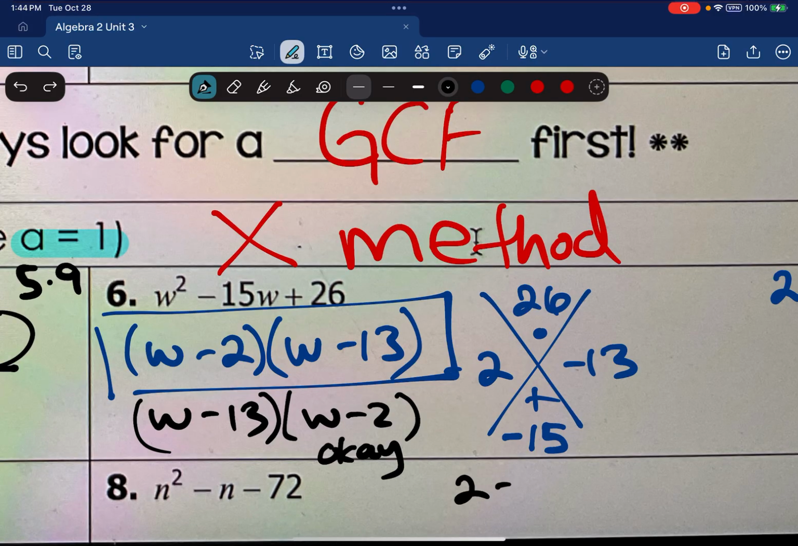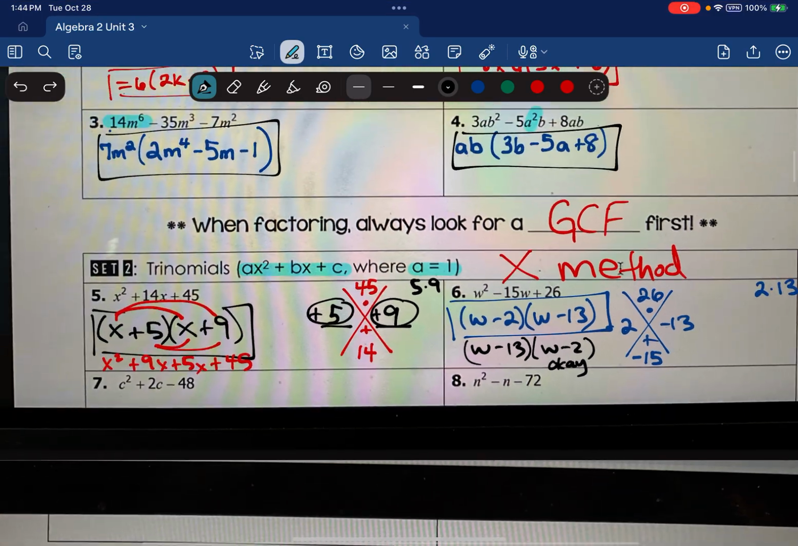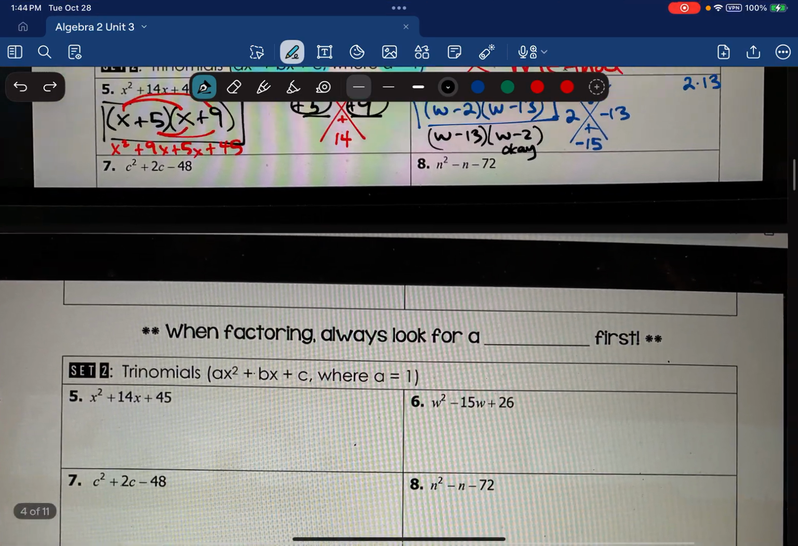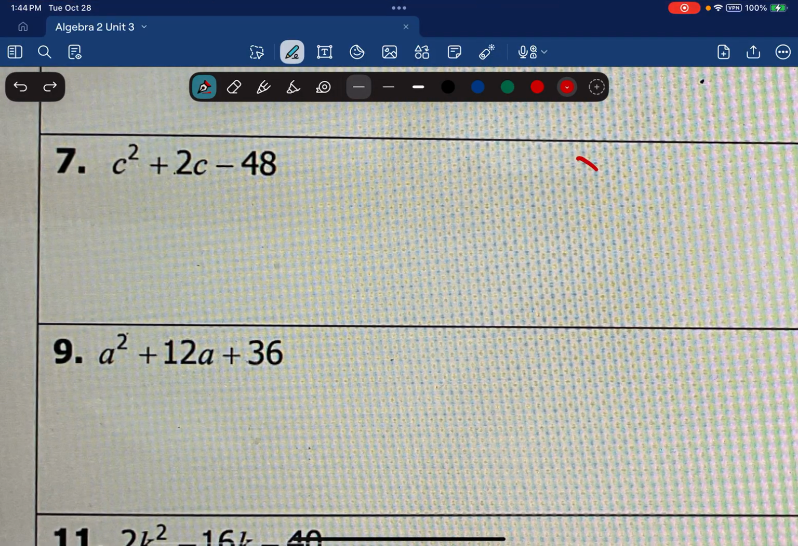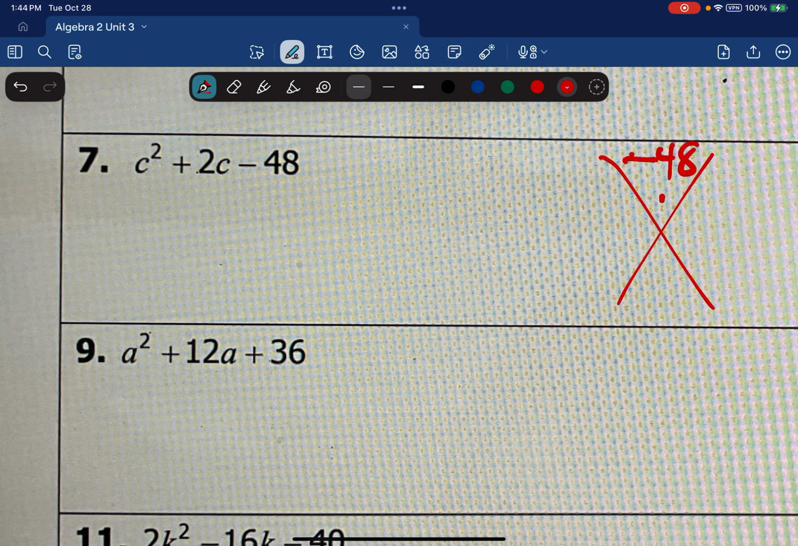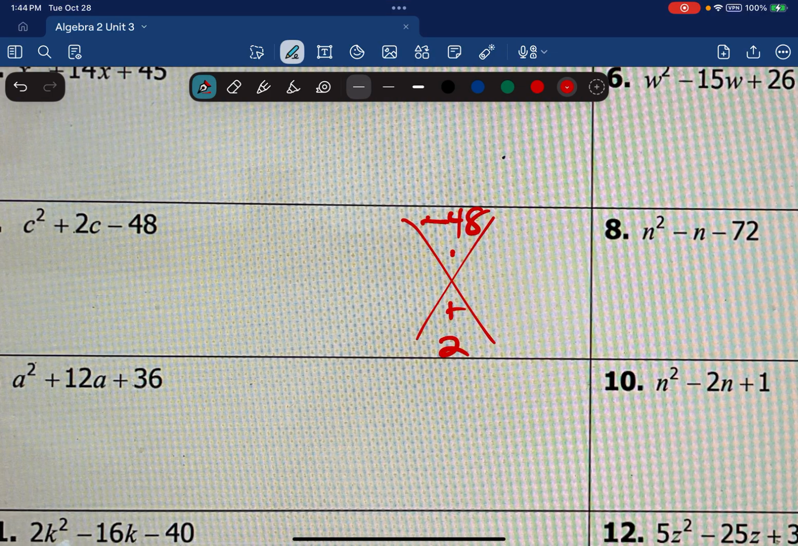Okay, moving on to our next ones. That was 5 and 6. Let's look at problem number 7. First step, two numbers that multiply to be negative 48, but add to be 2. So negative 48, add to be 2.